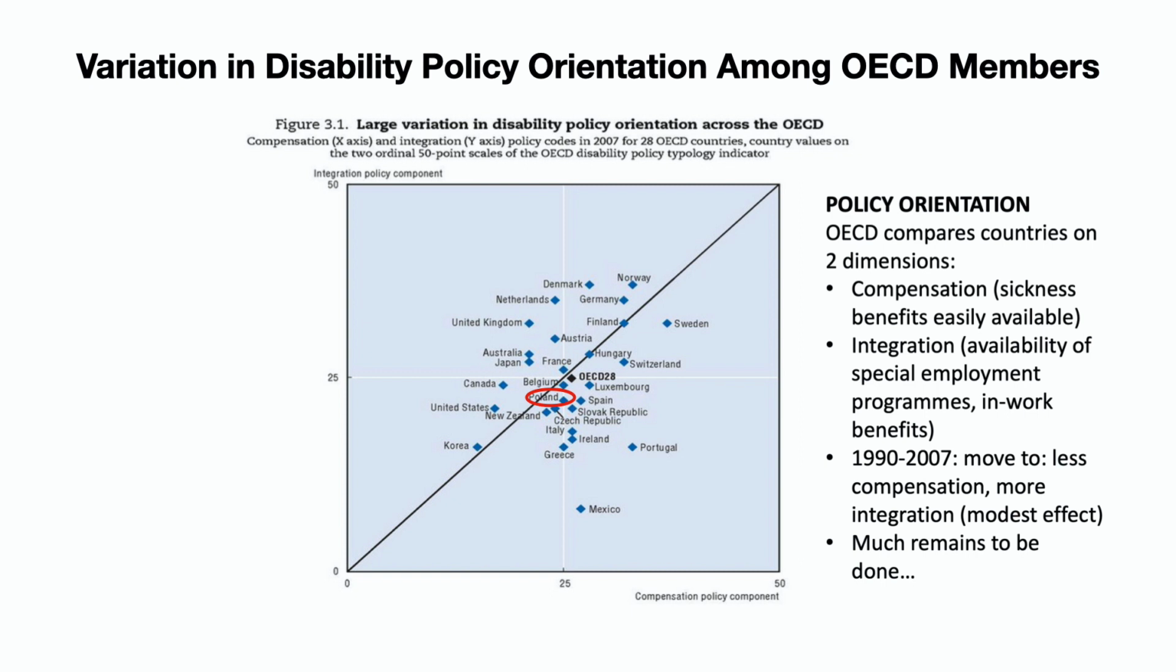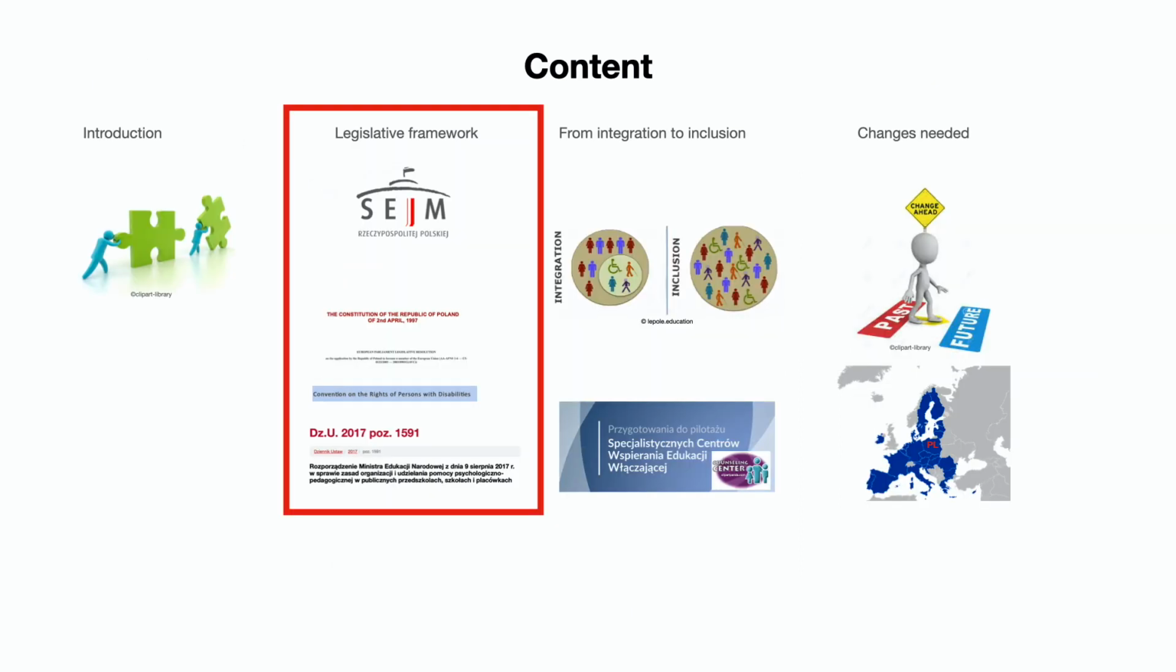On the other hand, the compensation score is a composite indicator of rules of access to and level of cash transfers. A compensation score of 50 points indicates very generous provisions that are likely to reduce incentives to work. Let us have a look at the Polish legal framework.